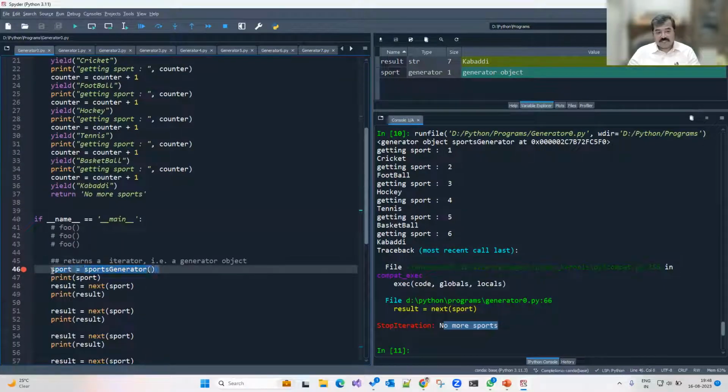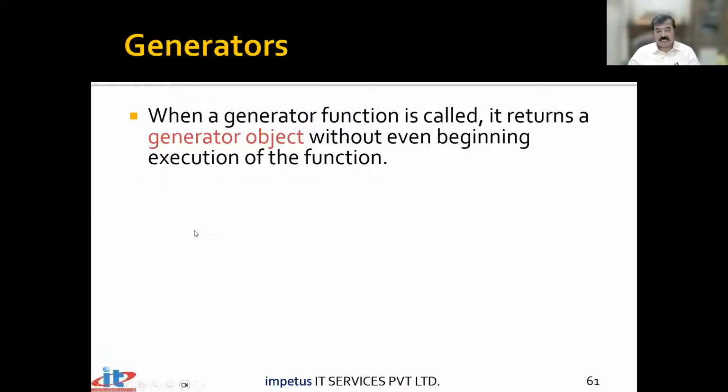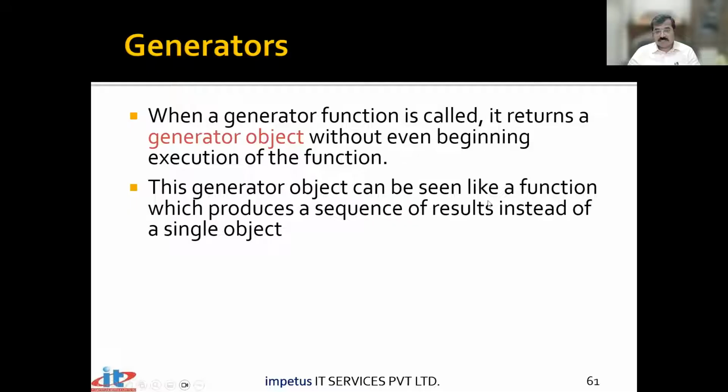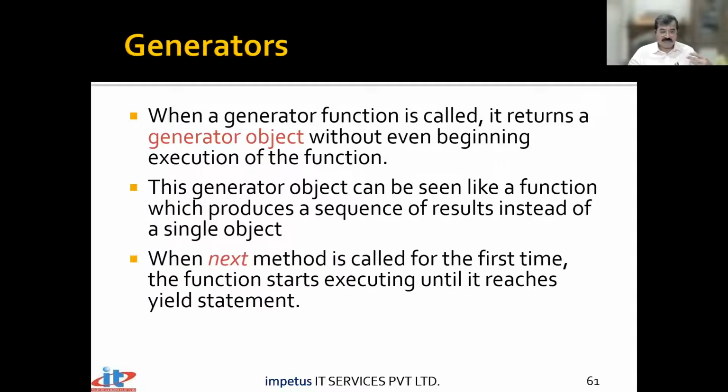The first call to the generator function returns a generator object. The generator object can be seen like a function which produces a sequence of results instead of a single object. In a normal function, there is only one return statement, or even if there is more than one, once it returns, it doesn't go back to the place from where it was called. But generators are special. They can return a series of values, one after another, from the function.